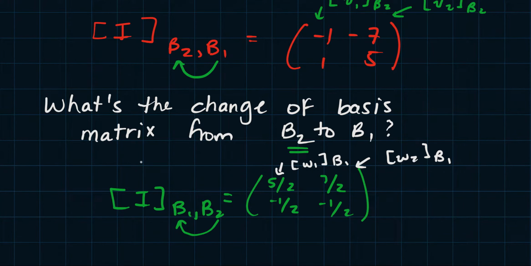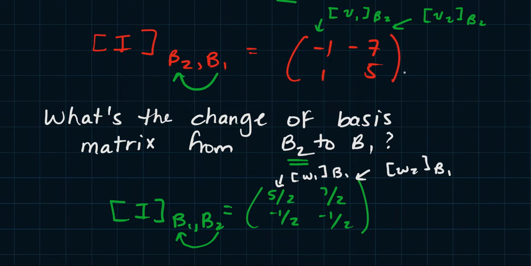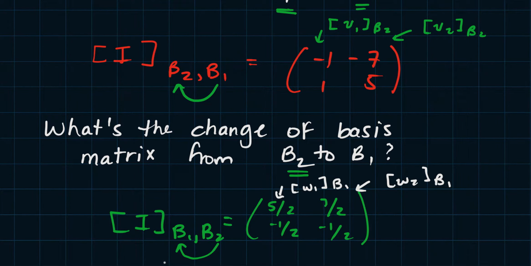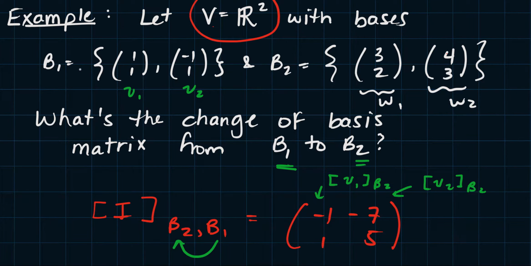We also said that we could just take the inverse of the matrix that we found, and that will give us the matrix we're looking for, this change of basis matrix. Now, if our vector space had n elements in its basis, and we had two bases, both with n elements, then the change of basis matrix is going to be n by n. So if we wanted I from B1 to B2, we would take each one of the n vectors in B1 and write them in terms of each one of the n vectors in B2. So we'd have n columns and n rows.